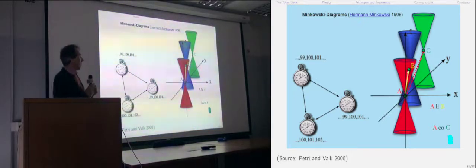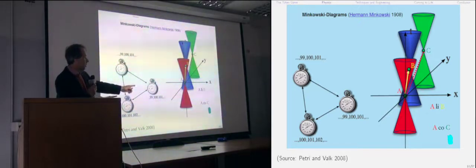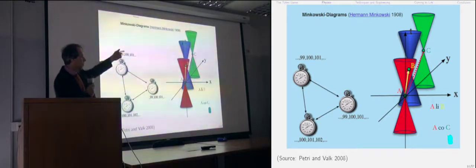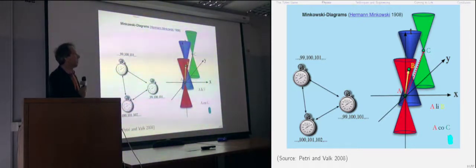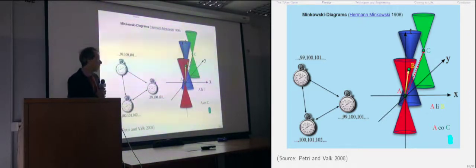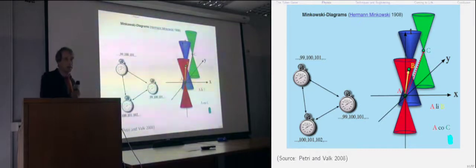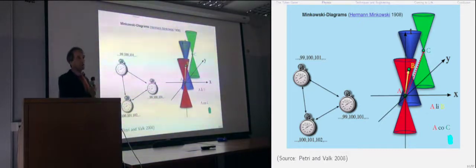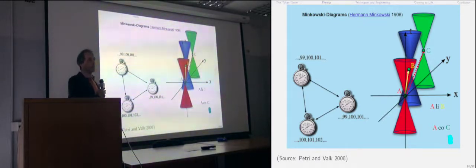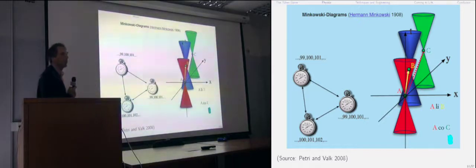So you can move from bottom to top inside the red or the blue or the green cone, but you cannot jump from A to C directly because this would be a spatial step that would be much too fast to make for any physical object.